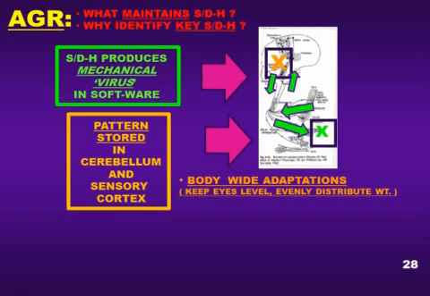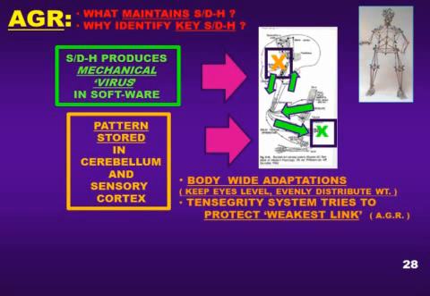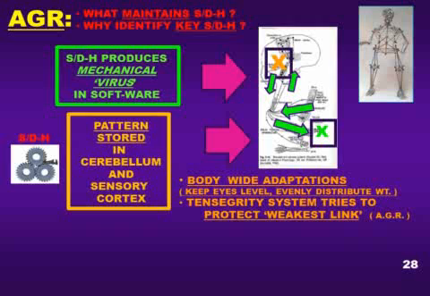And remember, the body is wired to keep its eyes level and to keep the weight evenly distributed in all four quadrants. So therefore, the whole body has to adapt. And Ingber at Harvard has talked about tensegrity. And here's a model of the skeleton in a tensegrity array. And what happens is tensegrity systems try to protect the weakest link in the system. And I believe the weakest link in the system is really the area of greatest restriction. It's the most dysfunctional area.